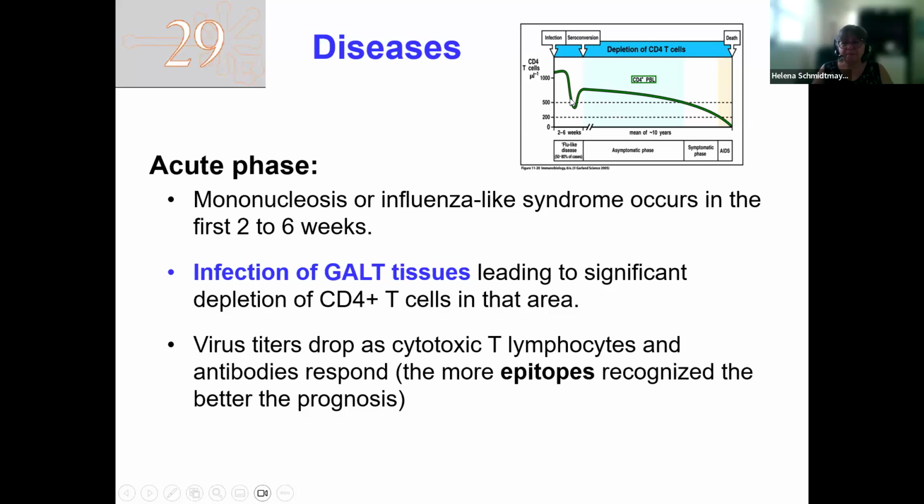And what is a major characteristic, and what precedes the pathogenic course, is infection of gut-associated lymphoid tissue. Because during primary infection, there is major significant depletion of CD4 T cells in this area, and that sets the course of infection. Now, the viral titer drops usually due to activation of T lymphocytes, as I mentioned, and virus replicates, but at very low levels.